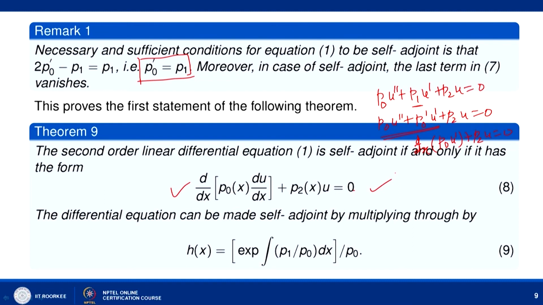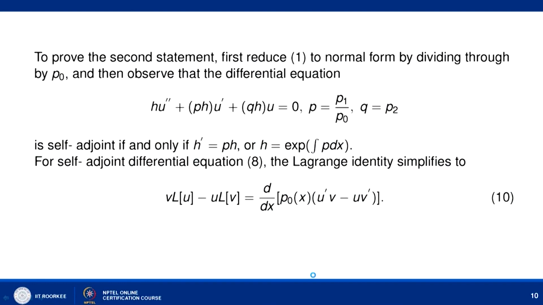And if it is not given in a self adjoint equation, then we can always find out the integrating factor by which we can make a differential equation in a self adjoint form. We claim that the differential equation can be made self adjoint by multiplying throughout by this integrating factor, that is h(x) equal to exponential of the integral of P1 by P naught dx, divided by P naught. This is our claim. Let us prove this claim here.